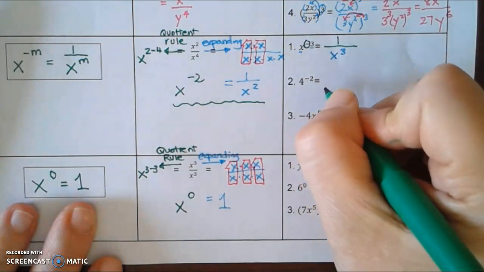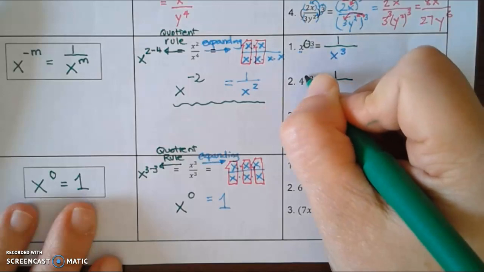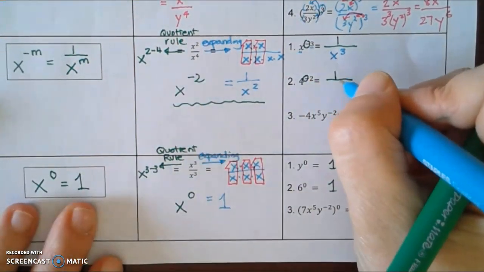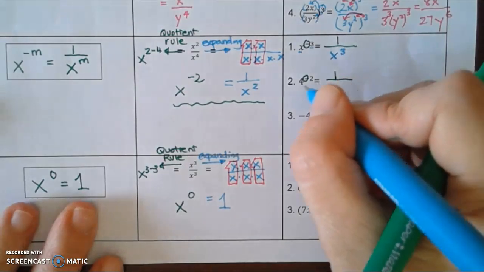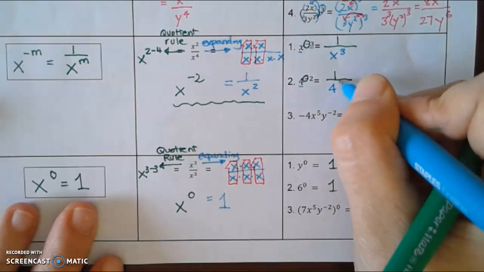And 4 to the power of -2 is 1 over. This negative sign in the exponent tells me that I want to have it as 1 over. You have to turn it into a fraction. And the base is 4, and the exponent is 2 this time.